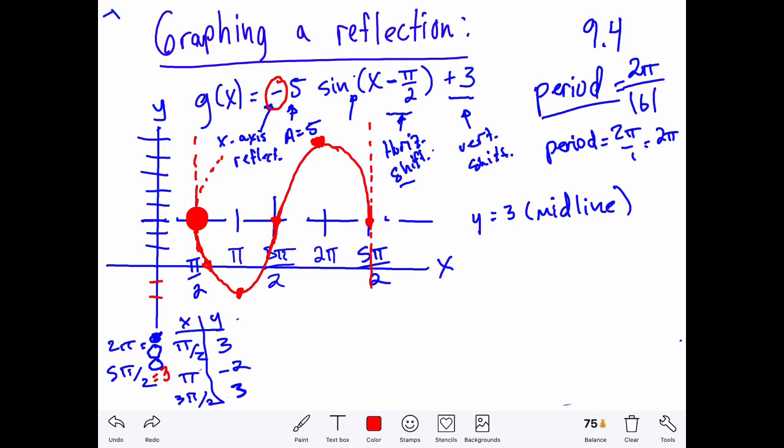Okay, so the process is pretty similar with all of these. We go through identifying what the transformations are. Always identify the vertical shift first, and then we deal with the horizontal shift, and then we get into the amplitude and period. And of course, the x-axis reflection should play itself out once we've made our xy table and evaluated points. Remember, our knowledge of the unit circle is going to help us graph these as we go.